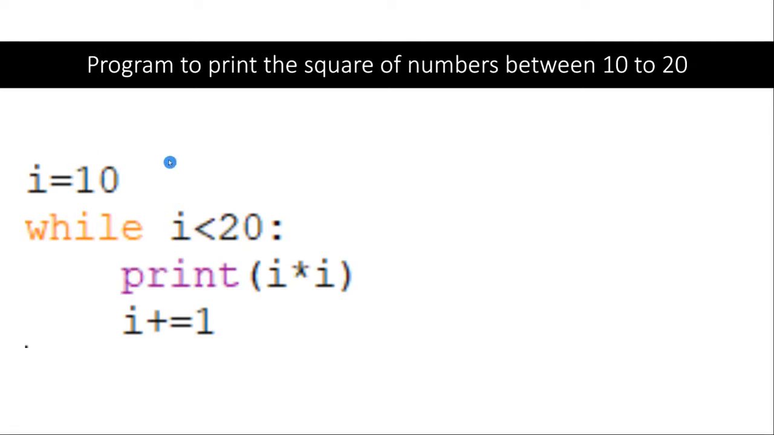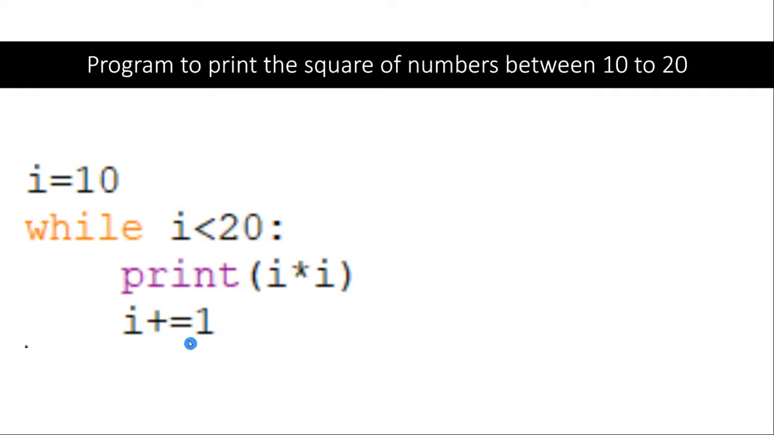Now let me explain how this loop is going to work. So initially value of I is 10. 10 less than 20. Condition is true. So what will happen? It will come to print statement. 10 multiplied by 10. It will print 100. Then it will come over here, I plus equal to 1, which means 10 plus 1. 11 will be assigned to I. Now 11 less than 20, condition is true. It will print the square of 11.